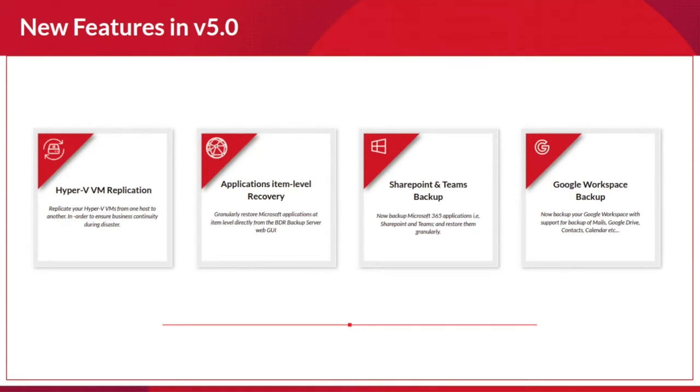Then we start to support Google Workspace backup. From version 5.0, you can add your Google Workspace account to the backup server and create a backup for your mailbox. You can back up your mailbox, contacts, calendars, and even the files and folders from OneDrive. So these are the new features, some of the major features that are coming in version 5.0.